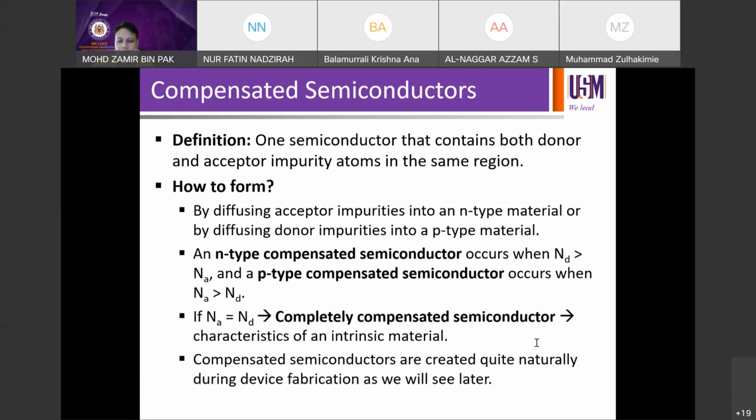Is it 1 minus P? Which equation are you using, Zuki? You have to go back to the law of mass action, yeah? So go back to NP equals Ni squared, right? I'll write it back here. Hold on. NP equals Ni squared, okay? So go back to that. The mouse is not moving. So N times P equals Ni squared.